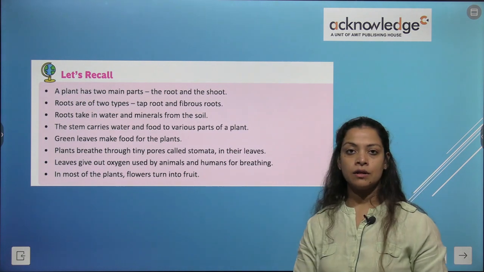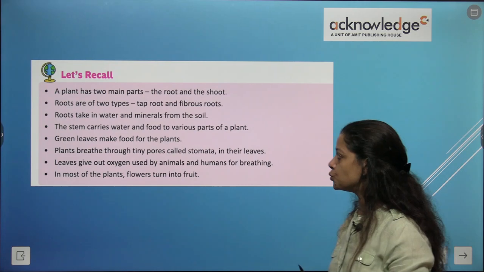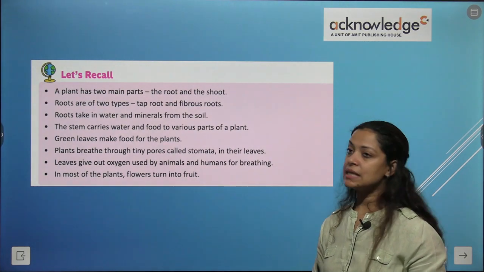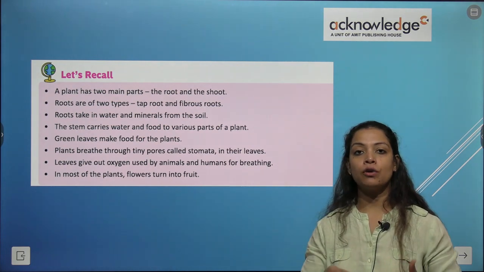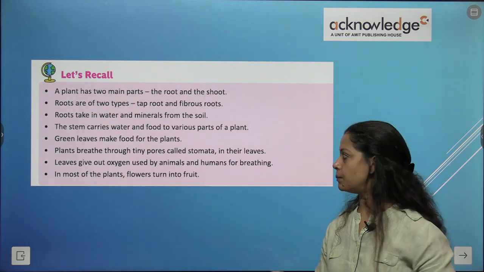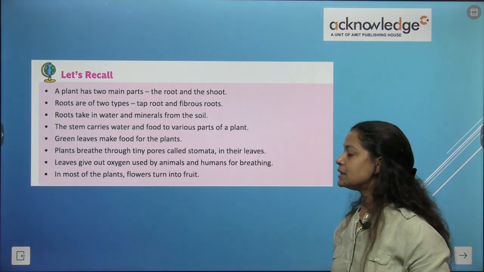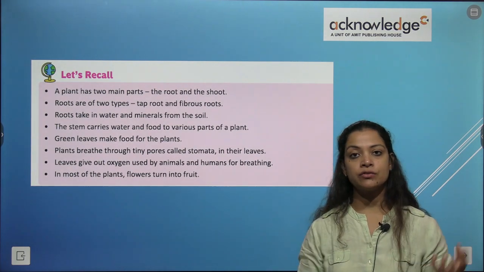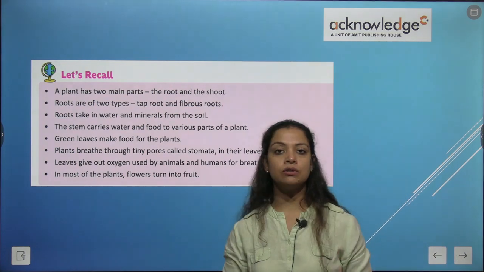So let's quickly recollect. A plant has two main parts, the root and the shoot. Roots are of two types, taproot and fibrous root. Roots take in water and minerals from the soil. Stem carries water and food from the root and transfers it to the other parts of the plant. Green leaves make their own food. Plants breathe through their tiny pores called stomata. Leaves give out oxygen which we inhale. And in most of the plants, flowers turn into fruits. Correct?